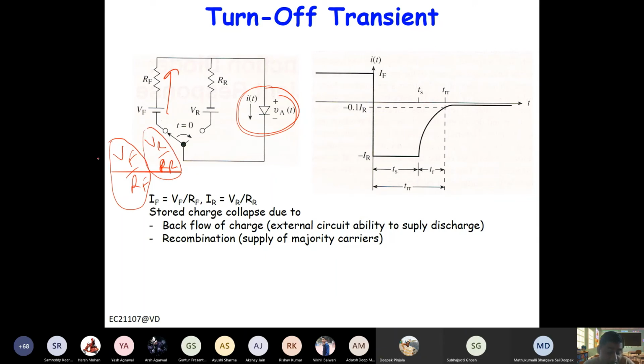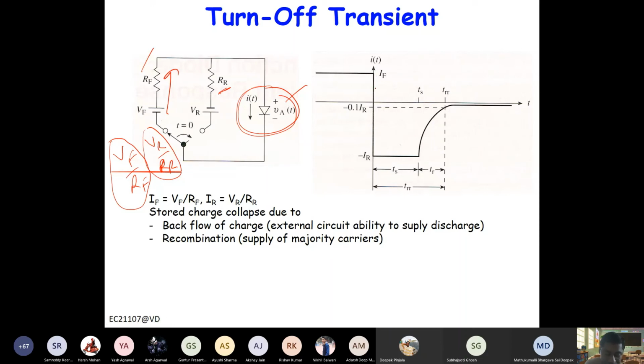In forward bias, current is limited by RF. In reverse bias, current is limited by the diode. But during the transient, current is limited by this resistor. Because in reverse bias, we are trying to extract the carriers. Because it was forward bias, a lot of charge was there. So a lot of charge was available, so the diode was not limiting. Rather, the ability of the circuit to draw the current was the limiting factor.